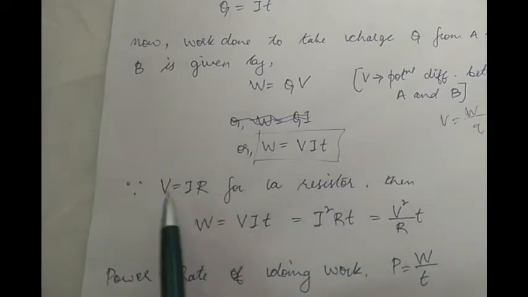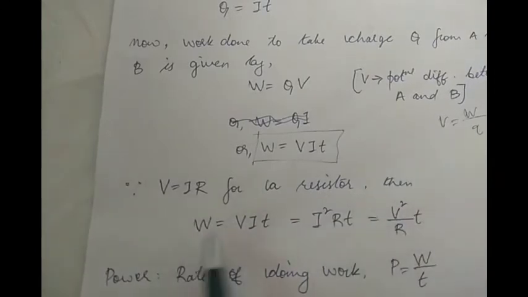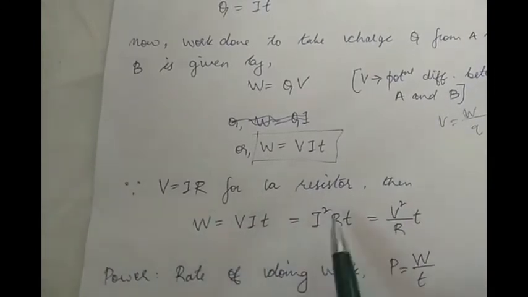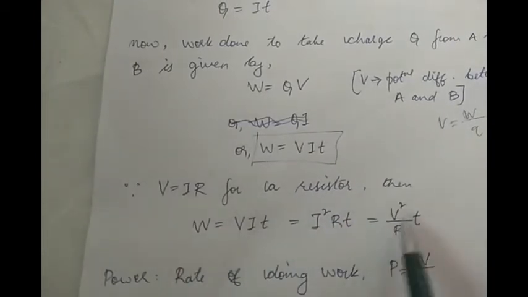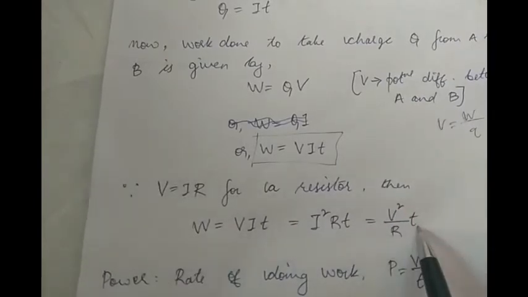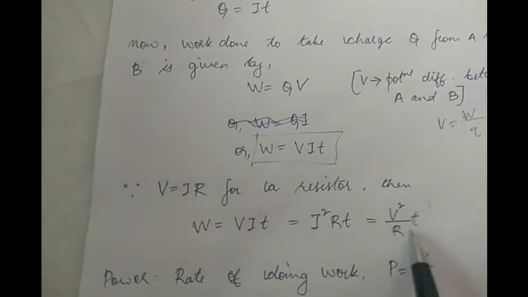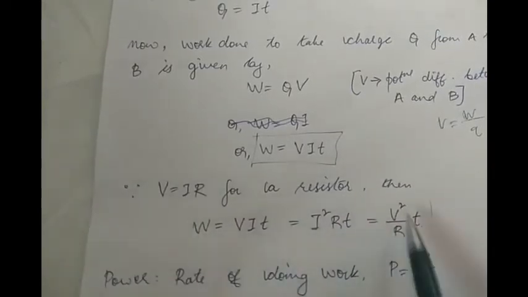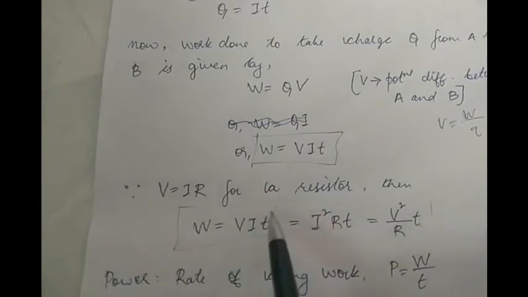So that is why I've written this: since V is IR for a resistive circuit, W, which is VIt, can be written as I squared Rt, substituting for V, which is also equal to V squared by R t, substituting for I. So these two, W is I squared Rt or W is V squared by R t, are strictly for resistive circuits, remember, whereas VIt is the more general expression for work done.